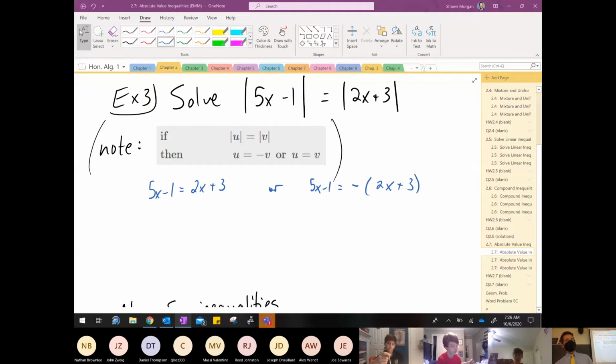This notion of an absolute value expression equaling another absolute value expression is actually kind of easy. You just write it twice, right? Once where the arguments equal each other, and once where the argument of the first one equals the opposite of the argument of the second one. All right, so let's run through these in blue. We can solve these out. Let's subtract 2x from both sides, and add 1 to both sides.